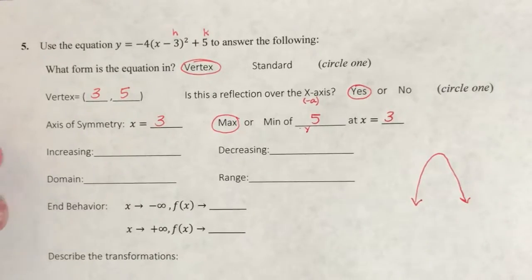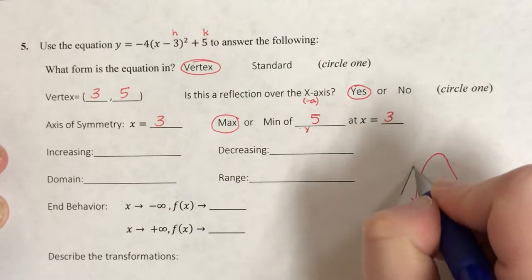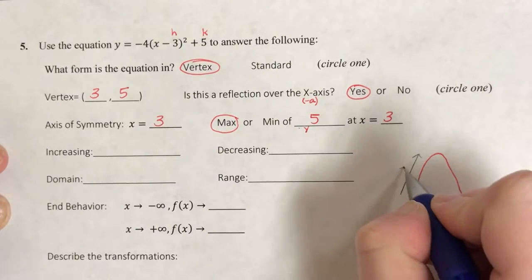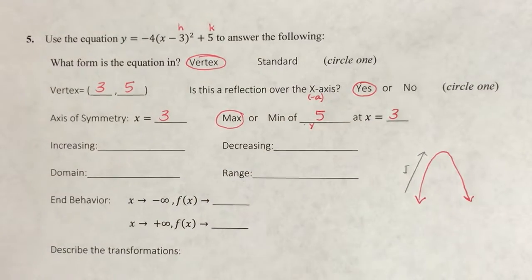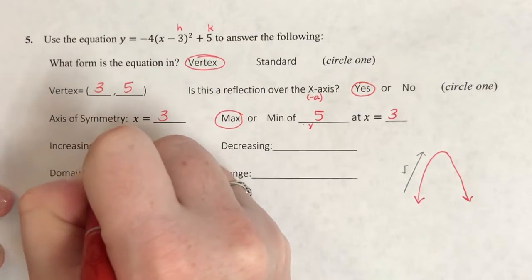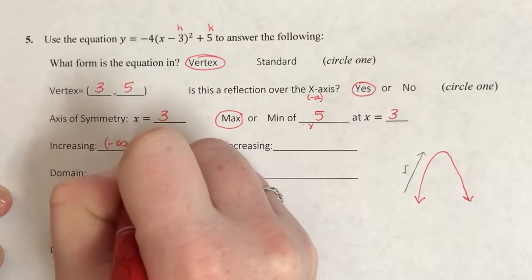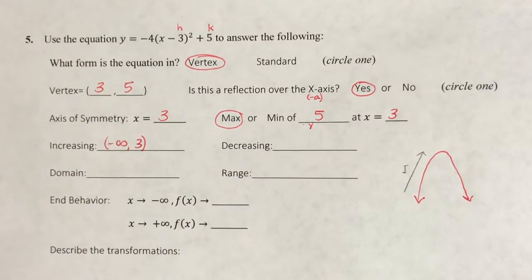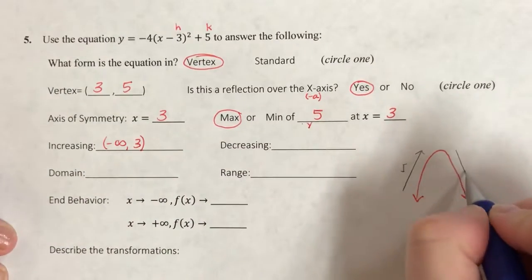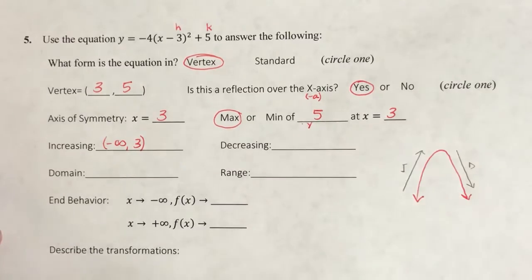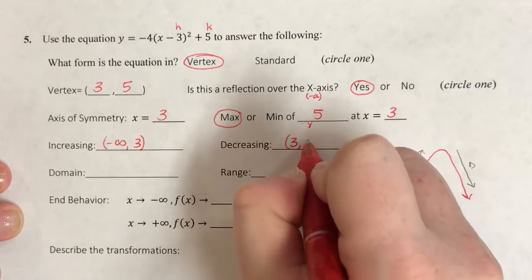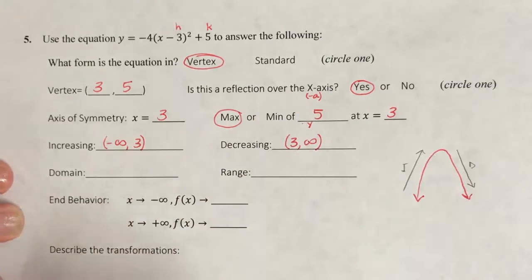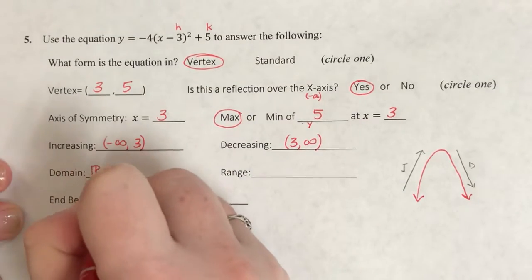Increasing, always reading left to right, the increasing would be the left side of this graph. So from negative infinity to 3. The decreasing portion would be the right side. So that would be from 3 to infinity. Domain is still all real numbers.